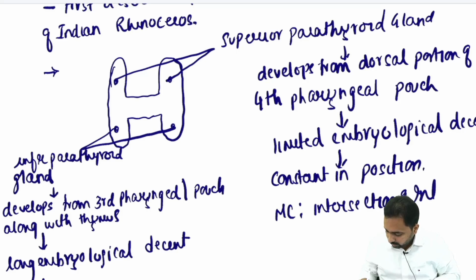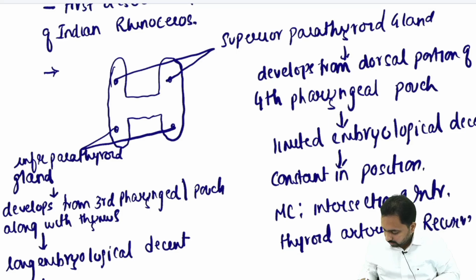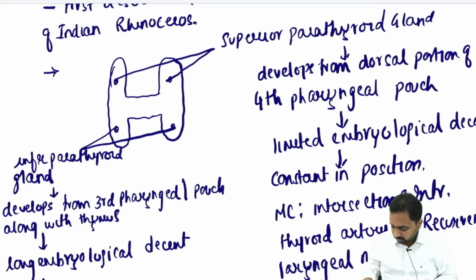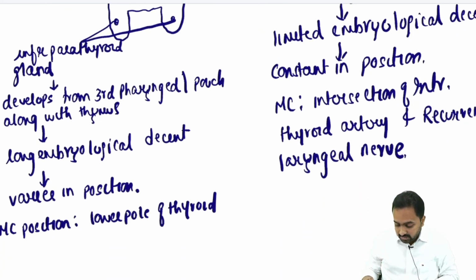of the inferior thyroid artery and the recurrent laryngeal nerve. The importance of location lies in the fact that this could be injured in the surgical procedure of thyroidectomy. Hence, it is very important to know about the location of the parathyroid gland.